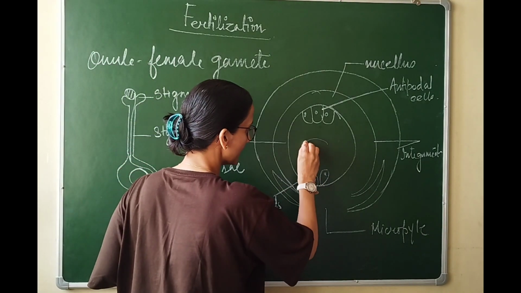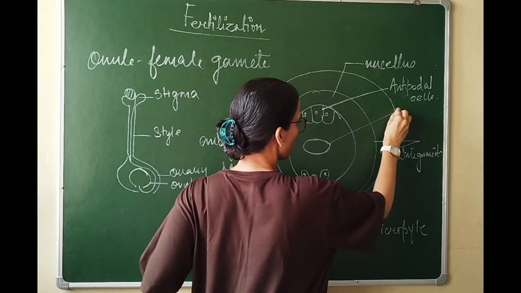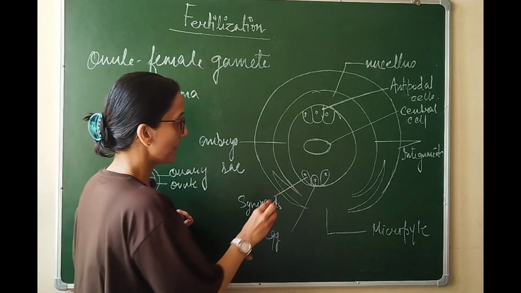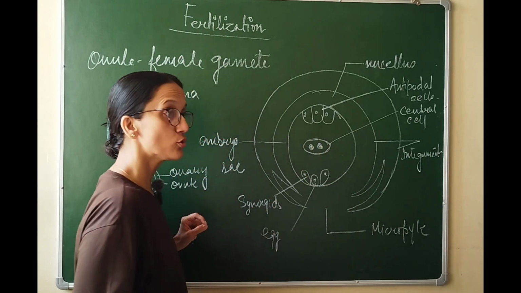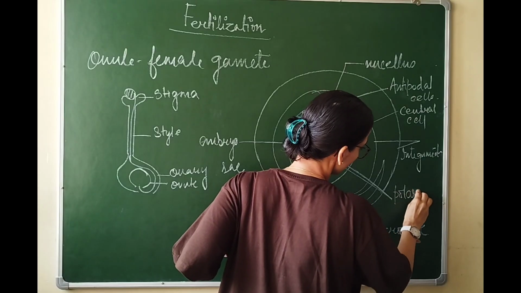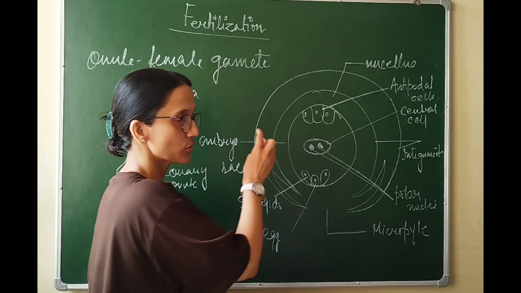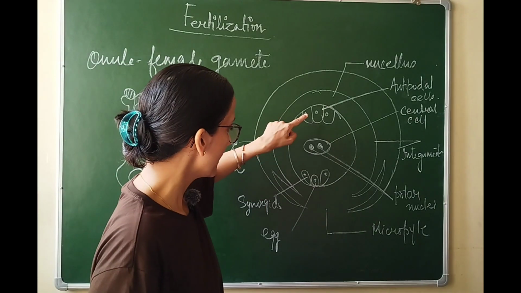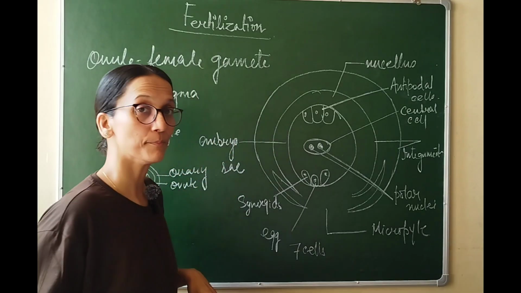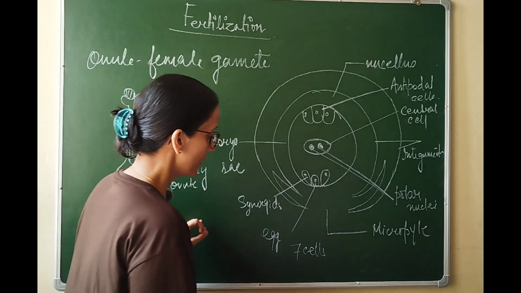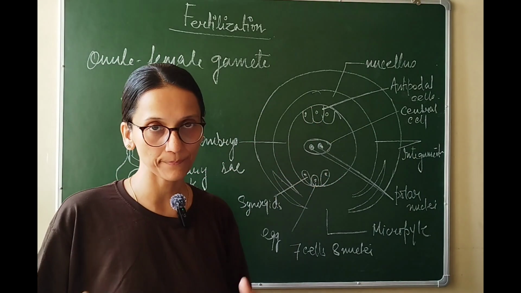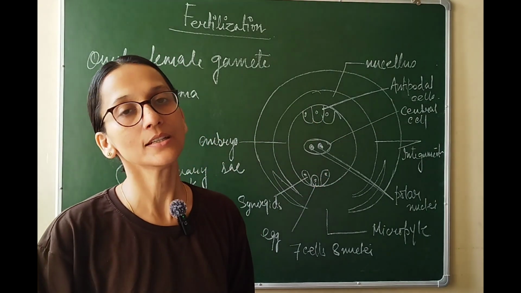Right in the middle, there is another cell, and this is called the central cell. But the best part here is this central cell has 2 nuclei, and they are known as polar nuclei. So when you look at the structure of the embryo sac, you can see that there are 3 plus 1 plus 3, so a total of 7 cells, but there are 8 nuclei. So this is why we say that the embryo sac depicts a 7-celled 8-nucleated structure.